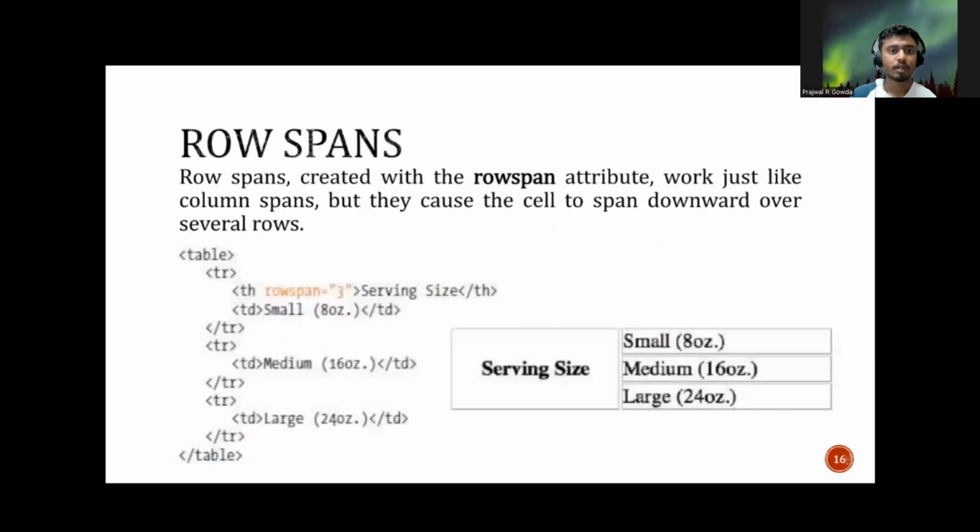Row spans. Row spans created with the rowspan attribute work just like column spans, but they cause the cell to span downward over several rows. Here is an example of how rowspan works. If rowspan equals 3, then the cell spans downward over 3 rows.